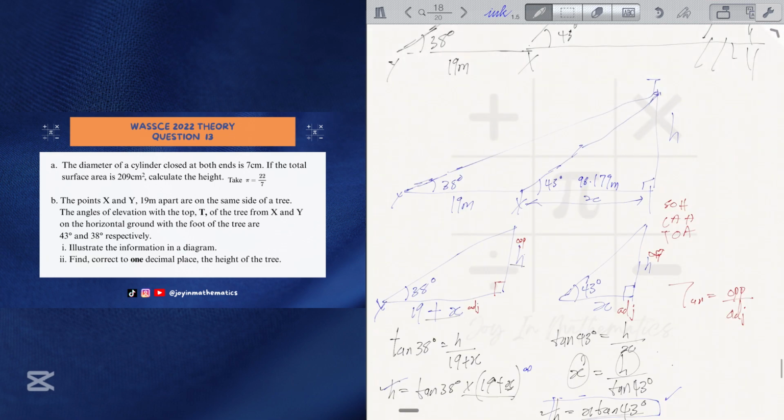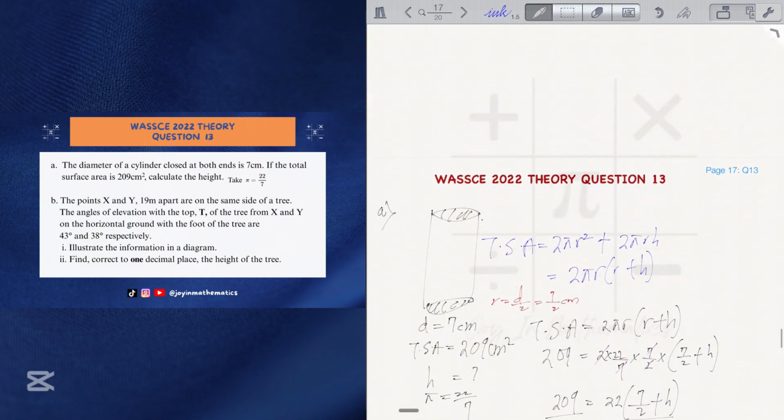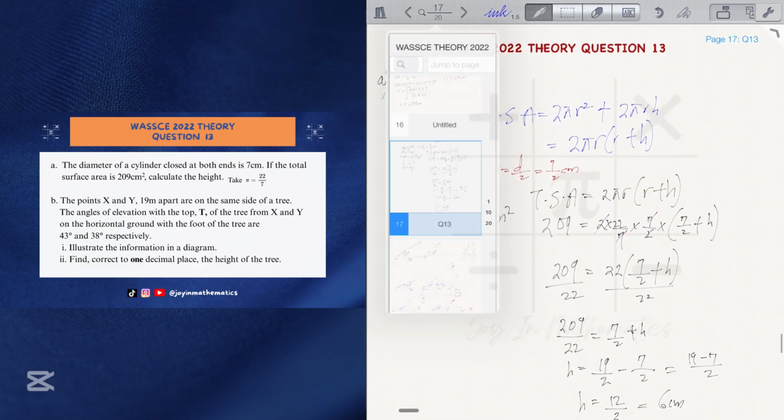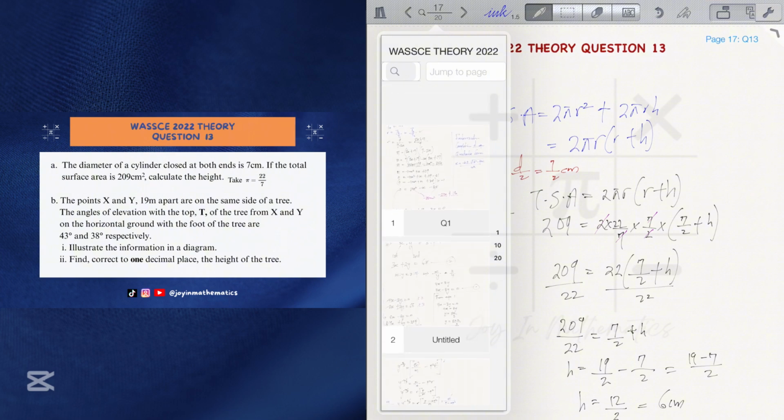Now I hope you have drawn value from everything we have solved so far. From question number 1, we move down to question number 13.